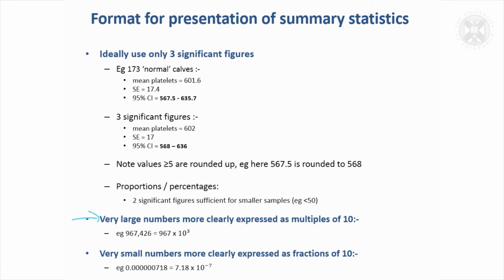And if you've got very large summary statistics, it's a good idea not to present all the figures. You can present them as multiples of 10 to a particular power. And the similar thing for very small numbers, rather than give loads of decimal zeros after the decimal point, if you present it as a number multiplied by 10 to the minus a power, here it's 10 to the minus 7, that's neater and more easy to understand.